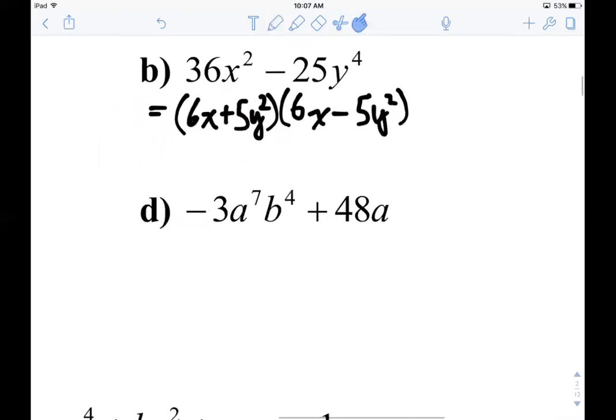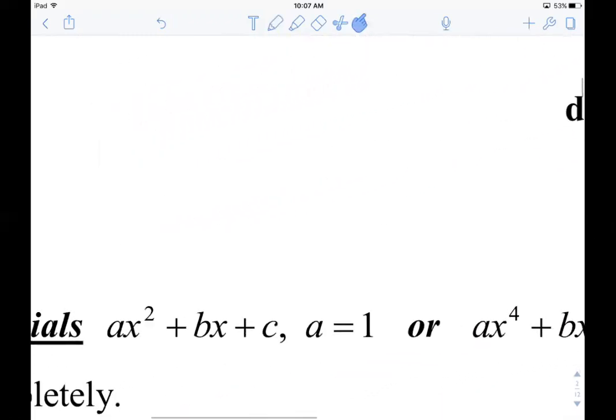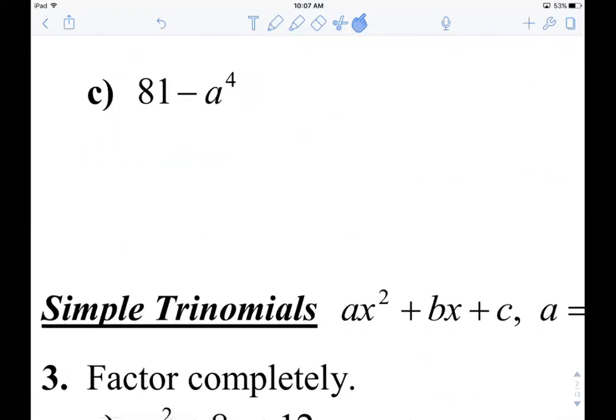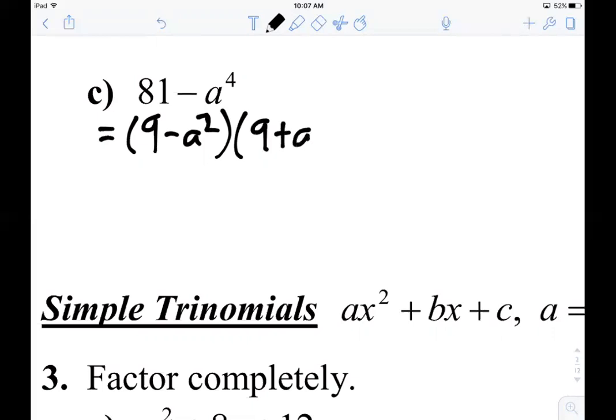Let's try a couple more that are similar but have additional little tricks to watch out for. So here for this one, once again, tackle it in the same way. The square root of 81 is 9, and the square root of a to the power of 4 is a squared. So I'm going to do 9 minus a squared, or you could do the plus first. It doesn't actually matter whether you do the minus or the plus, as long as we have both.